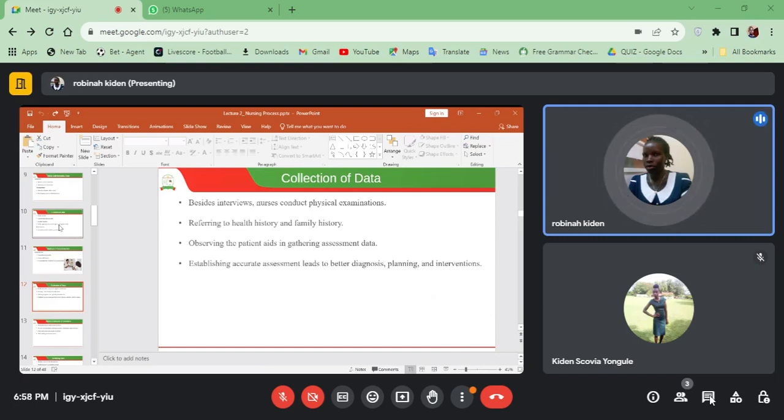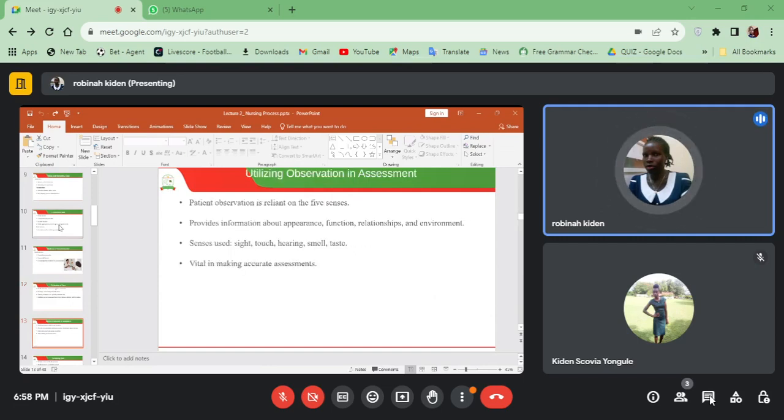So as nurses, there are things that we can observe also. Then we can help the doctors make decisions. Then establishing accurate assessment leads to better diagnosis, planning, and interventions. Utilizing observation in assessment: patient observation is reliant on the five senses. It provides information about appearance, function, relationships, and environment.